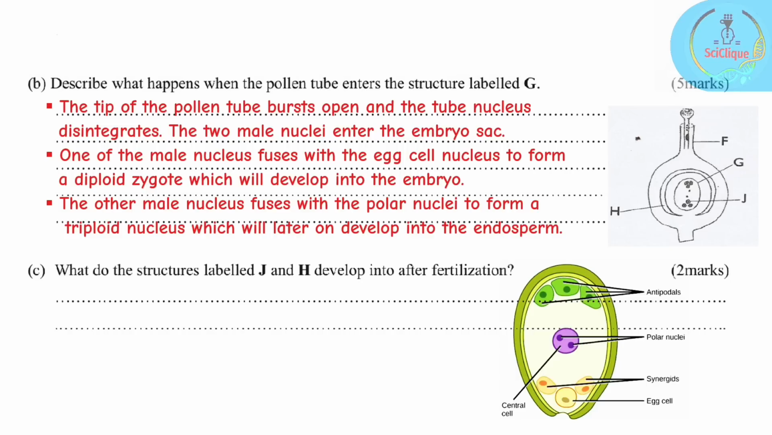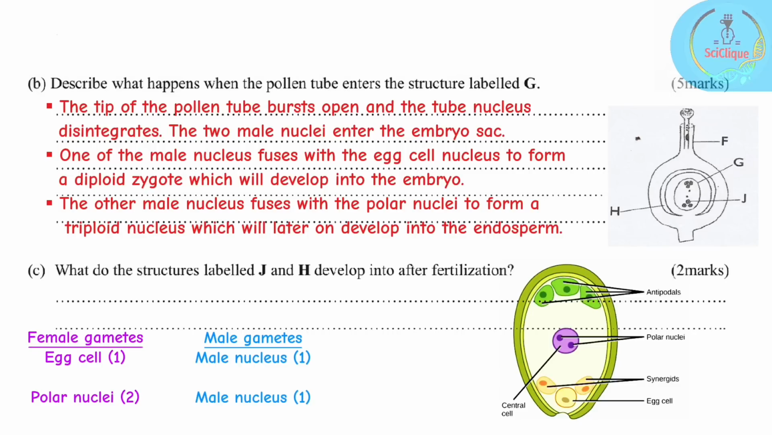Now, out of these 7, the ones that we want to focus on mostly is the single egg cell and the 2 polar nuclei. So what happens is that from the pollen grains, you're going to have 2 male nuclei. Okay? So on the female side, we have 3 components. We have 1 egg cell and we also have 2 polar nuclei. On the male side, we only have 2 male nuclei.